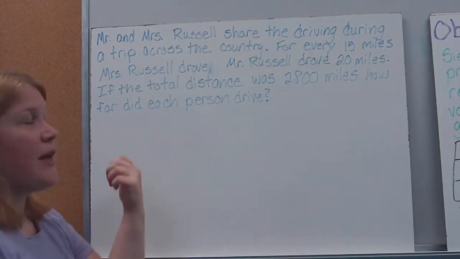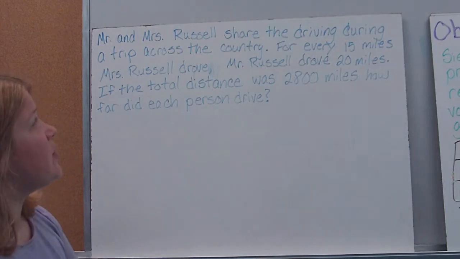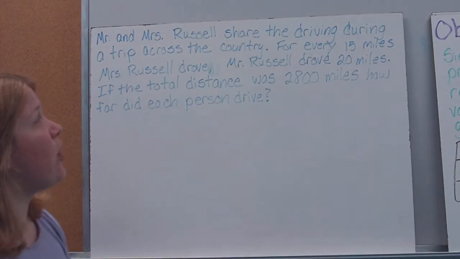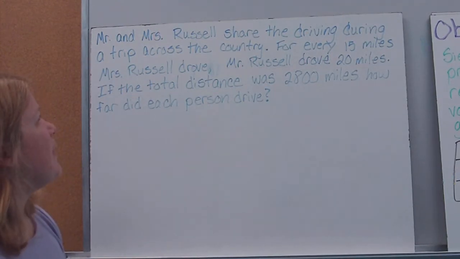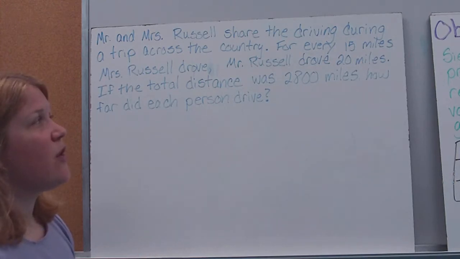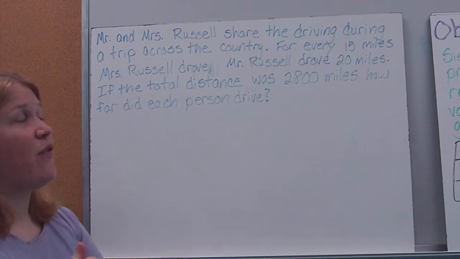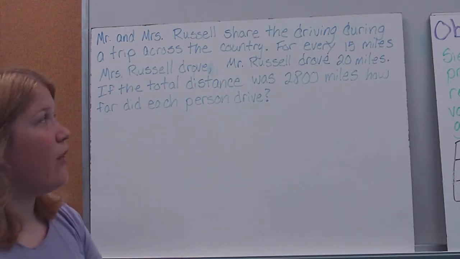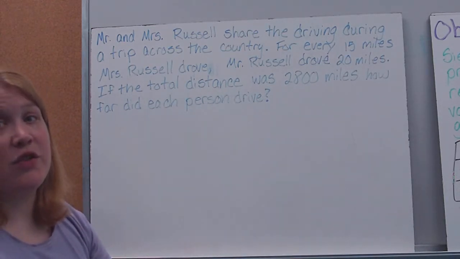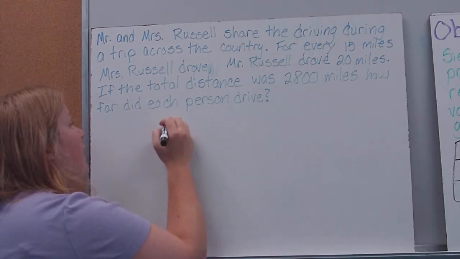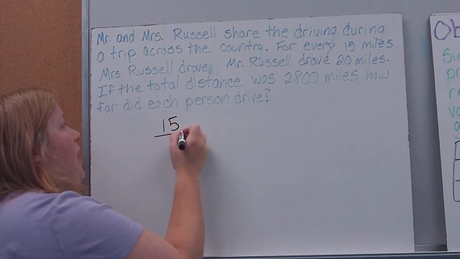So here we have some people driving across the country. Mr. and Mrs. Russell shared the driving during a trip across the country. For every 15 miles Mrs. Russell drove, Mr. Russell drove 20. So altogether, that means out of every 35 miles they travel, Mrs. Russell is driving 15 of them. So I'm going to solve for Mrs. Russell's first.